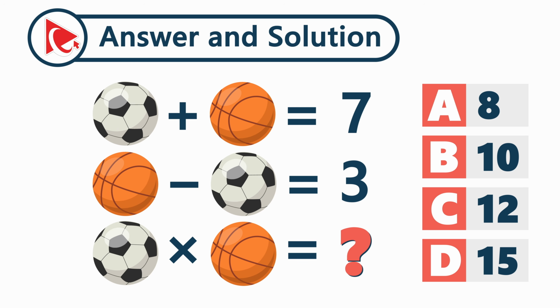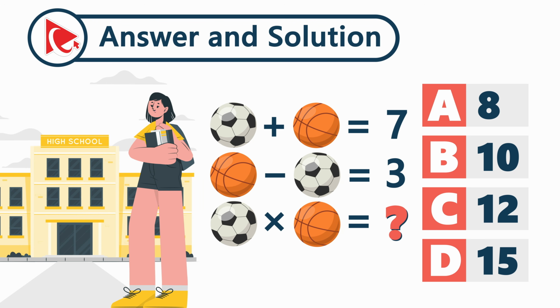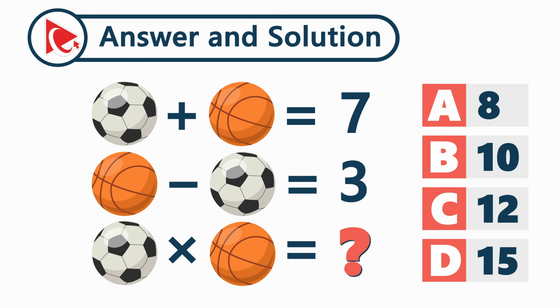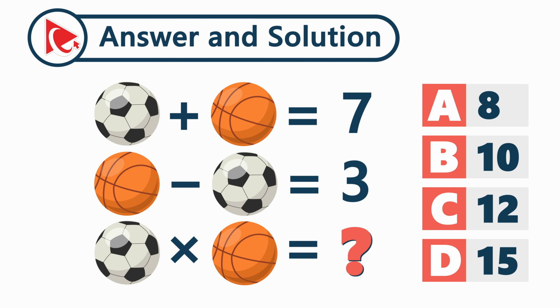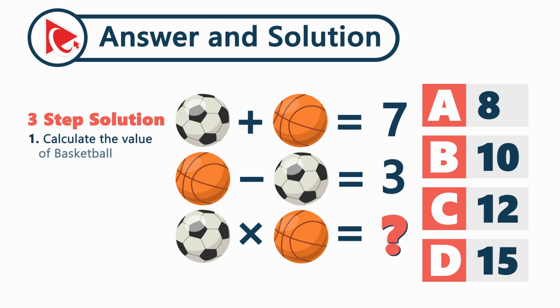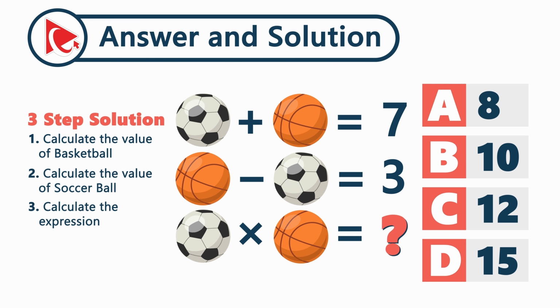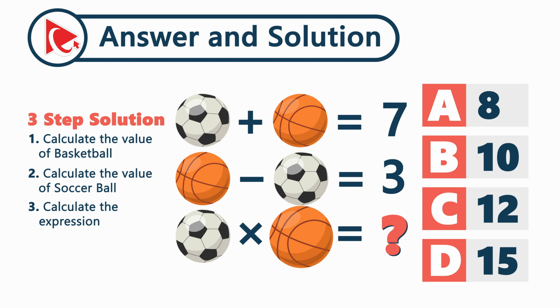To solve this challenge, we need to remember high school math, or maybe middle school math, or maybe even elementary school math. Remember, we used to do it with x and y variables. Here, instead of x and y, we have basketball and soccer ball. To get the answer to this challenge, we need to use our 3-step solution. In the first step, we will calculate the value of the basketball. In the second step, we'll calculate the value of soccer ball. And then in step 3, we will calculate the expression. You know, the expression with the missing value. Soccer ball multiplied by basketball equals question mark. Let's do it step by step.